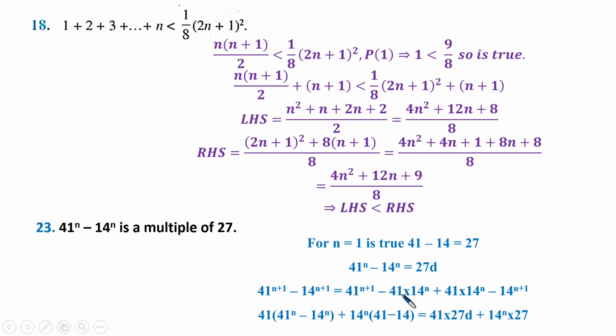And since I have taken 41 common, only this term is remaining, so I write 14 to the power n. Similarly, here I have taken 14 to the power n as common, so 41, and here is 41 to the power n plus 1, so n I have taken outside, so only 41 to the power 1. So again, this is given here as 27d, and this is 27. So 27 is common, so it is a multiple of 27. So it is true.